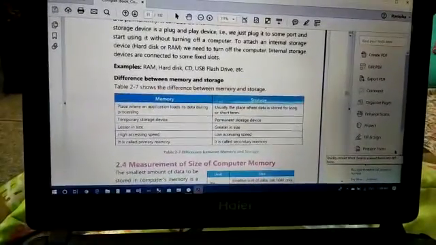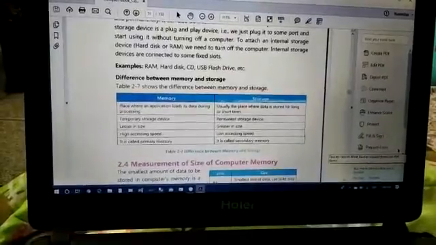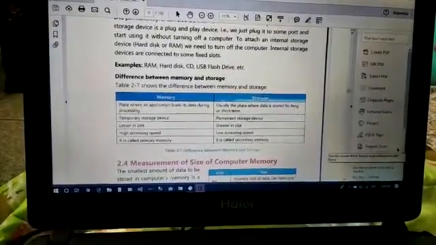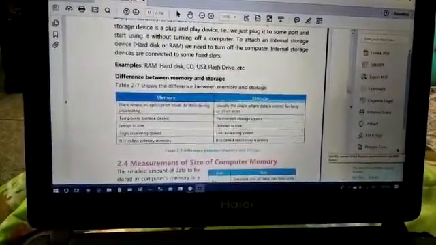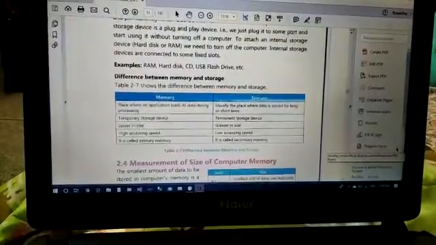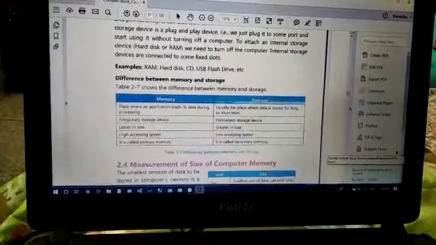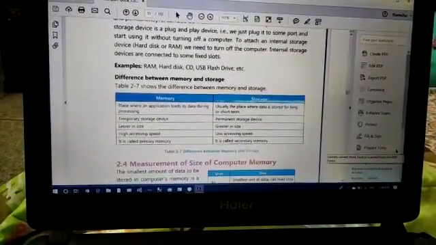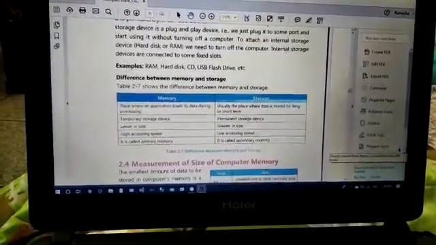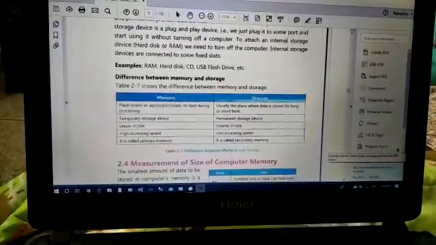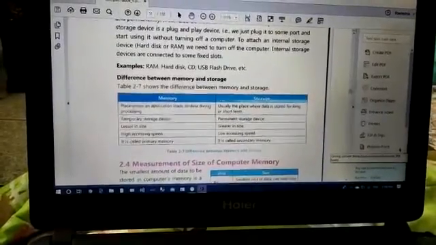Second difference between memory and storage is memory is a temporary storage device. You can erase your data, you can remove your data from the memory, same like the human being memory. Second point of storage is permanent storage device. You can store your data permanently in the storage devices, for example your USB.